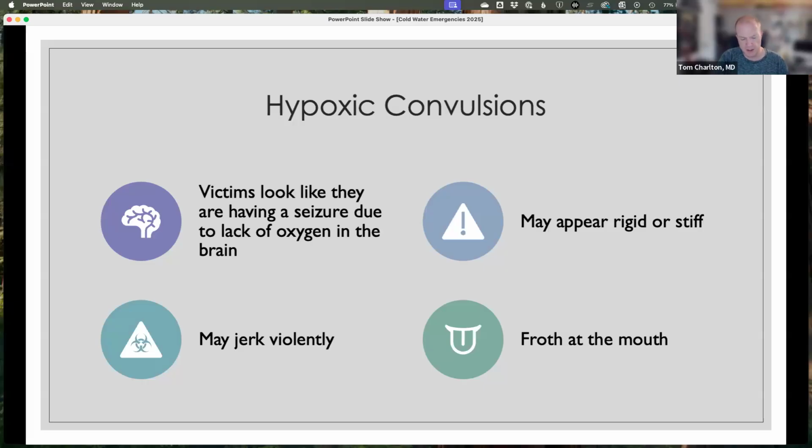Some patients during this unconscious phase will have some hypoxic convulsions, very similar to when somebody passes out. Sometimes when they go down, they will have a couple of seconds of that jerking motion, that myoclonus. It's not a seizure. It's just due to a lack of oxygen in the brain, and it only lasts for a couple of seconds. Sometimes when these patients are pulled out, they can appear rigid or stiff. Additionally, they sometimes will be frothing at the mouth, because of the liquid they may have aspirated during this phase.